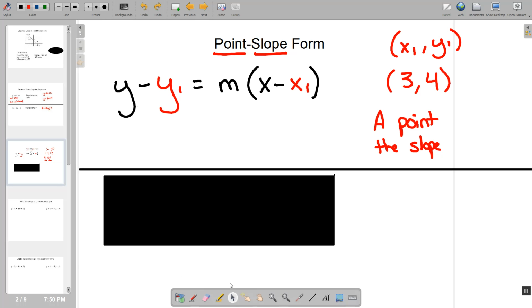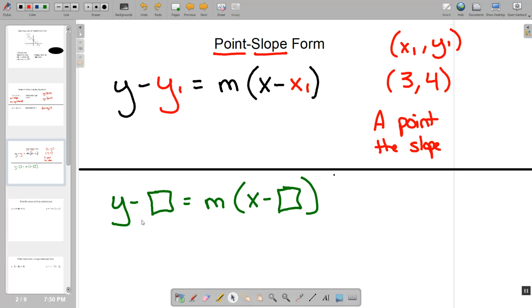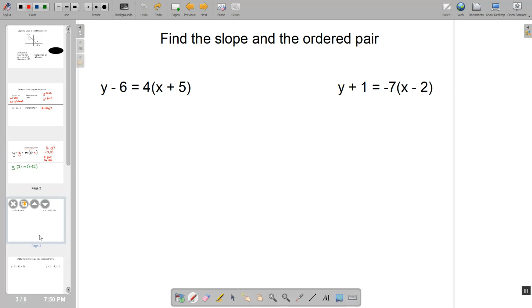Now, I know that looks a little strange right away, so I wrote it down in this other form here, that we have y minus something equals m parentheses x minus something. And we are going to be filling in these boxes with the point, or the ordered pair, and the m with the slope. So before we start graphing, I want to just find the slope and the ordered pair when we're working in point slope form.